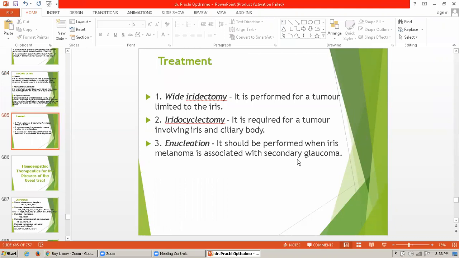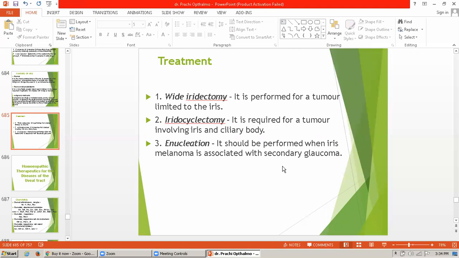Then the treatment. Wide iridectomy is performed for a tumor limited to the iris. Second, iridocyclectomy is required for a tumor involving the iris and ciliary body. Then third, enucleation should be performed when iris melanoma is associated with secondary glaucoma.